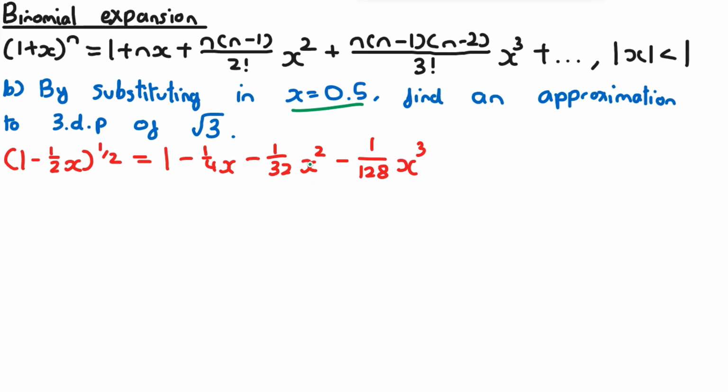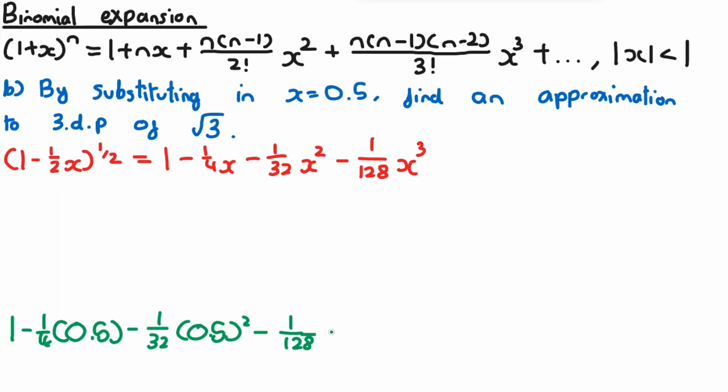So firstly, let's sub x is equal to 0.5 into this. So this is going to be 1 minus a quarter of 0.5, minus 1 over 32 of 0.5 squared, minus 1 over 128 of 0.5 cubed. If you put this into a calculator to 3 decimal places, you get a value of 0.866. So this is 0.866 when you sub in the value of x is equal to 0.5. And I used to think that that's just the answer, that this is the approximate value of root 3. And that's not the answer.